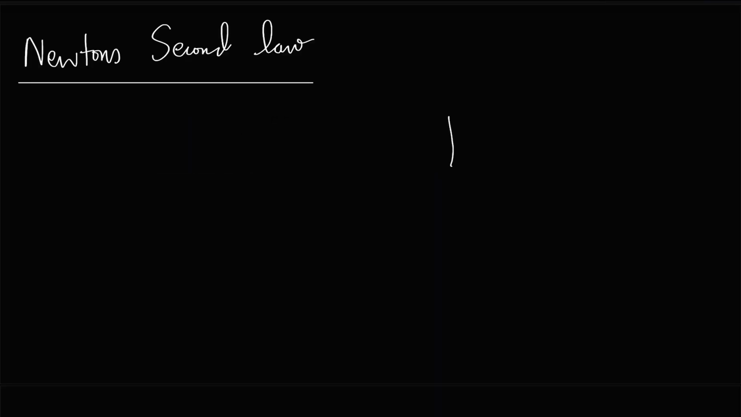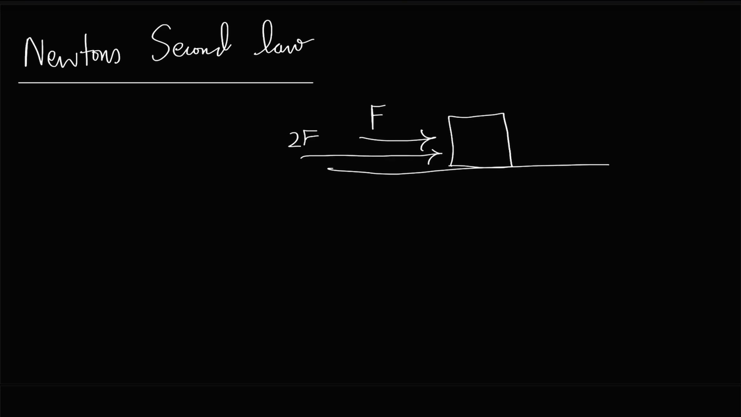Now let's move on to the second law and understand Newton's second law by an example. Suppose we have an object and we apply a force F on it. If we double the force, the object is going to accelerate at twice the rate. It's going to move faster and faster. The more we increase the force, the higher the acceleration. The quicker the object is going to gain speed.